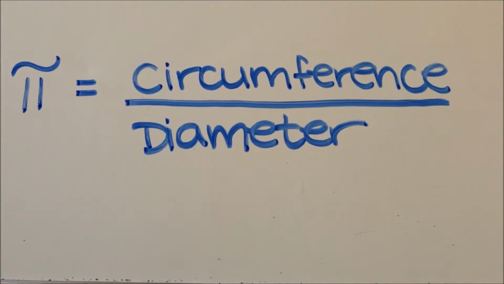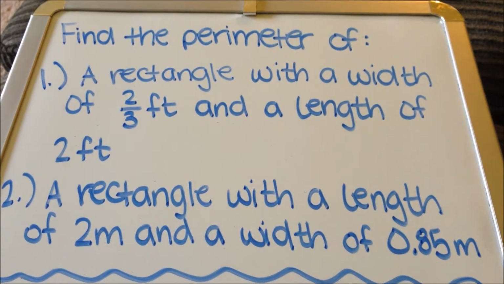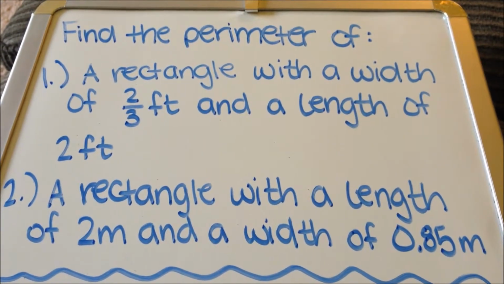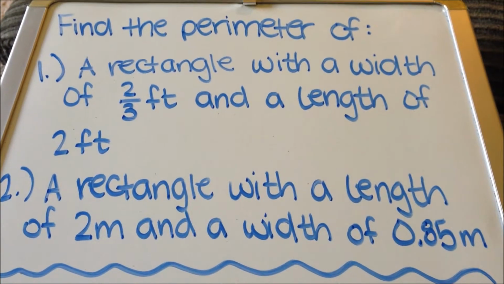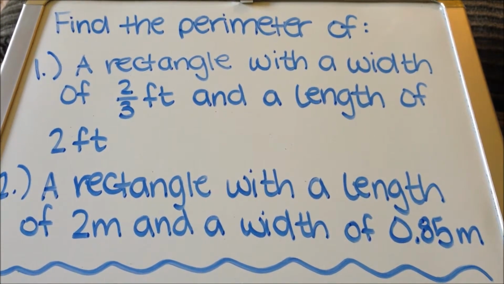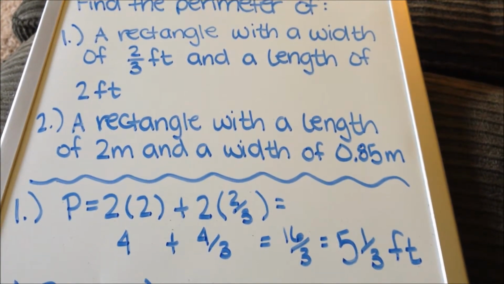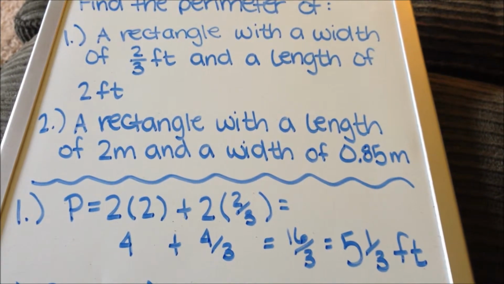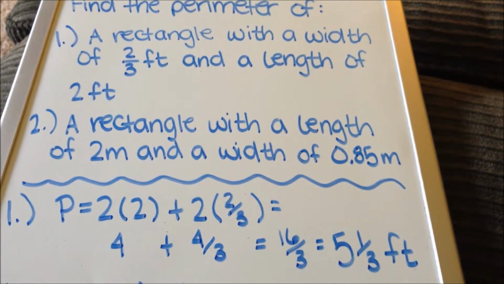to its diameter. Find the perimeter of number 1, a rectangle with a width of 2/3 feet and a length of 2 feet. Number 2, a rectangle with a length of 2 meters and a width of 0.85 meters. Let's use the formula P equals 2L plus 2W. So for number 1, we have P equals 2 times 2 plus 2 times 2/3.